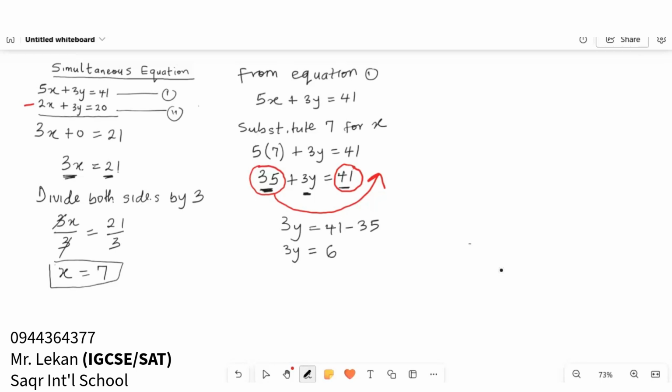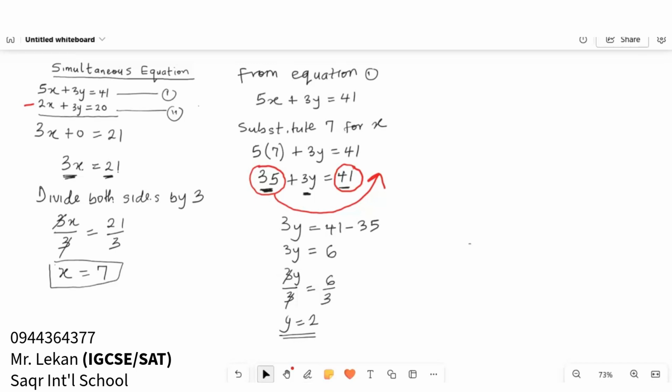So that means I have to divide both sides by 3, what I did here. So 3y divided by 3 is equal to 6 divided by 3. So 3 cancels 3. So y is then equal to 2. So that is how to solve this question.